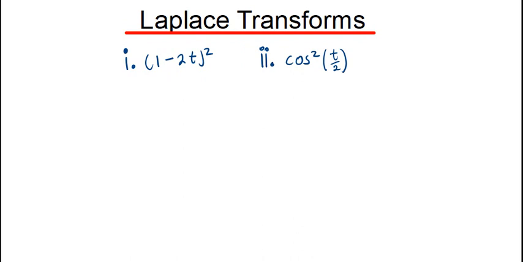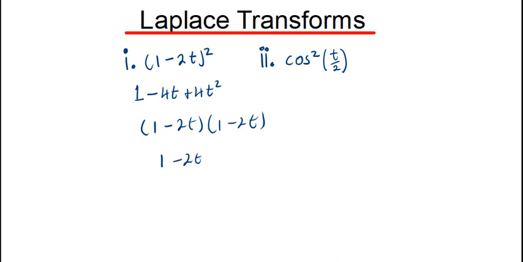So what I'm going to do is just to expand this part. This is going to be a 1, that would be 1 minus 4t plus 4t squared. What I simply did was 1 minus 2t by 1 minus 2t, like that. 1 by 1 is a 1, 1 by minus 2 is minus 2t, then minus 2t by 1, that's minus 2t, then minus 2t by minus 2t, that's going to be positive 4t squared.